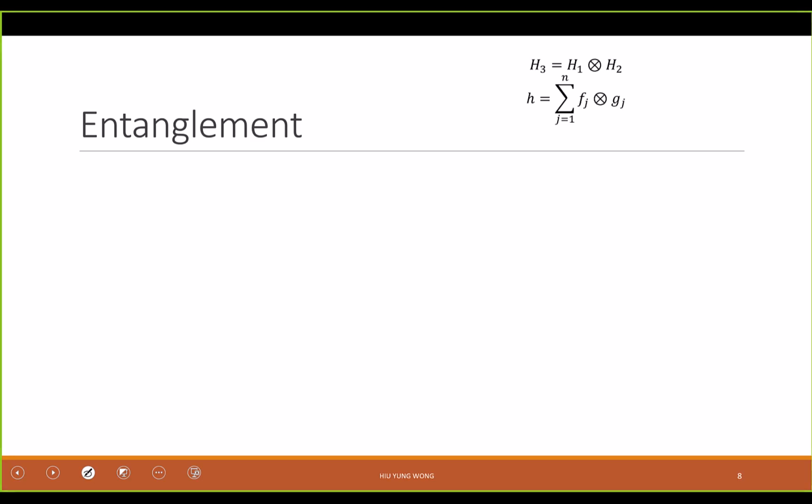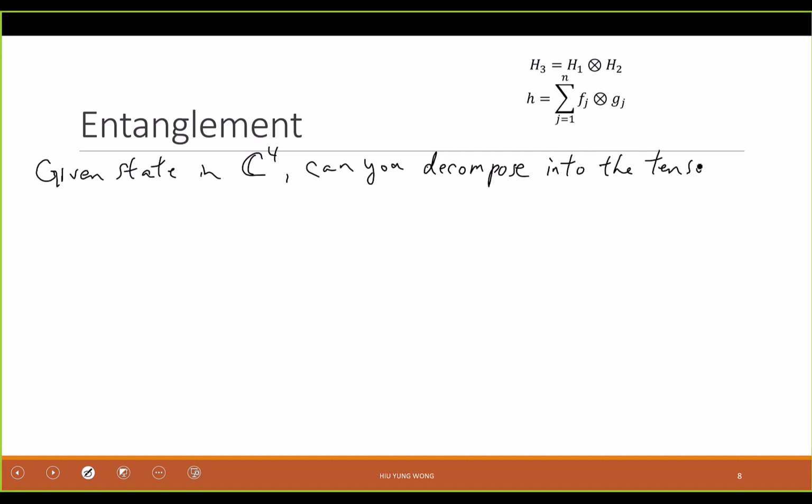Introduction, but now we need to go into the math, very rigorously. So, you are given a state in the C4 space. The question is, can you decompose it into the tensor product of two C2 space vectors?